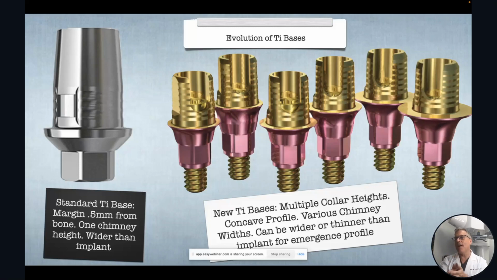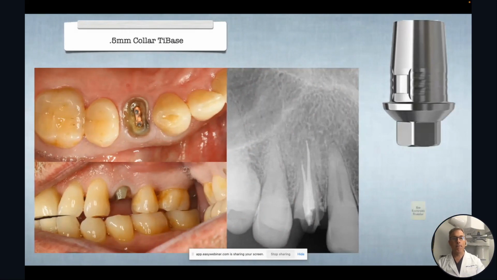We'll be talking about concave versus convex emergence profiles. Spoiler alert, concave is the way to go. And I know that doesn't make a lot of sense, right? We've always been taught, hey, we want to build out that emergence profile to make it look just like a tube. But I think studies have shown that having a concave gingival profile or a concave bone profile will further that platform shifting and give us room for our biologic width.